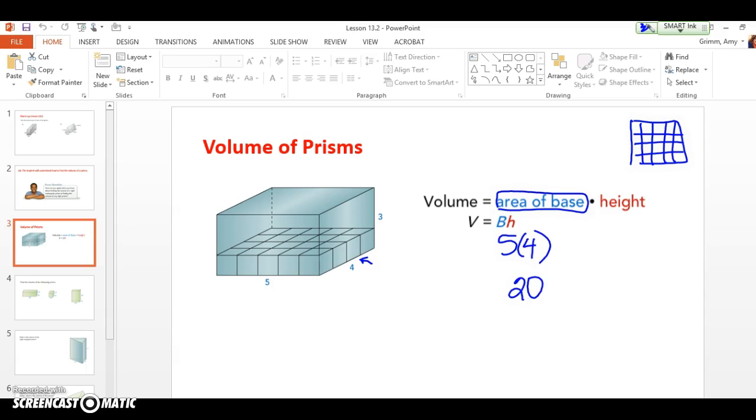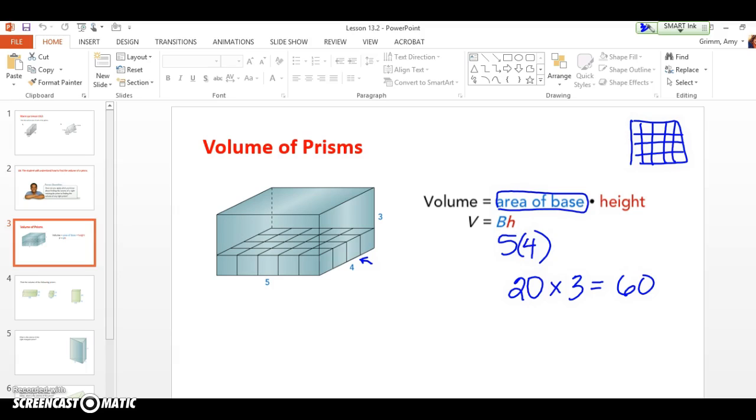Then what do I multiply that by? The height. And can you understand that this means there would be basically a set of them there? How many more sets would there be? There'd be 3 total sets, right? So it'd be like 3 layers of 20. So 3 layers of 20 would be how much? 60. Make sense? And that's it. You find the base layer and you multiply it by how many layers there would be. That is volume.